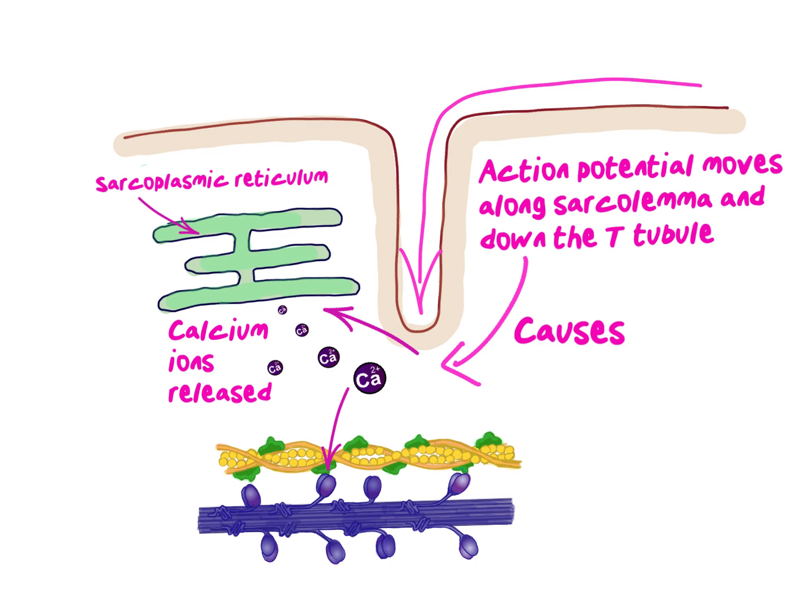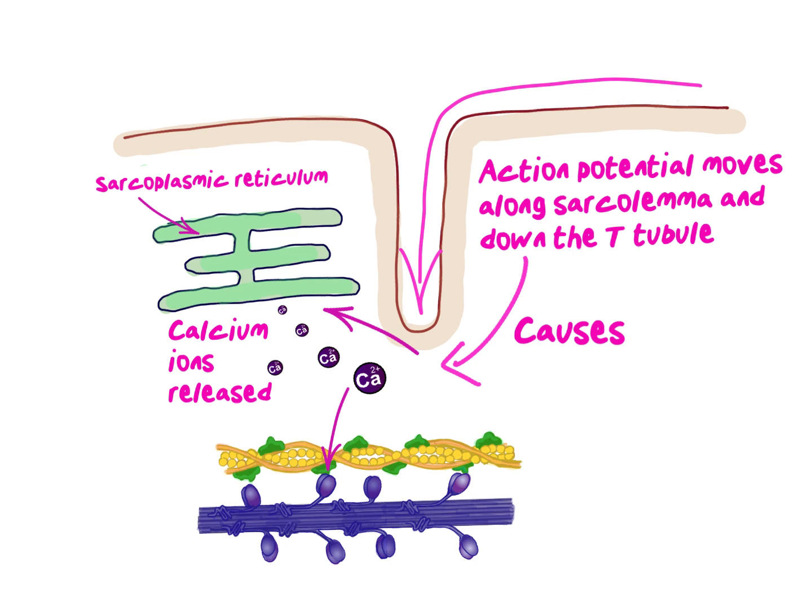And we can see if an action potential moves along the plasma membrane or the sarcolemma, it will move down into the T tubule. So what this does is it takes the action potential into the cell. This causes the sarcoplasmic reticulum, if you remember, I referred to it at the beginning, it's a modified endoplasmic reticulum, and under these conditions, will release calcium ions.